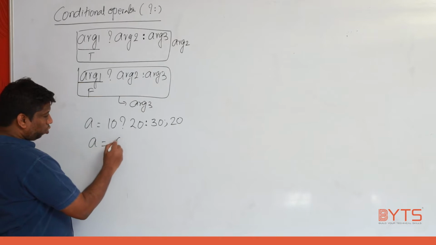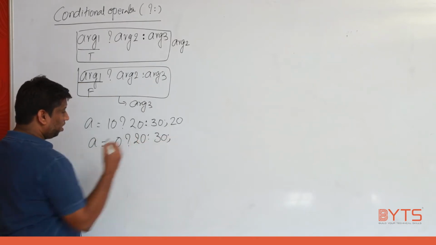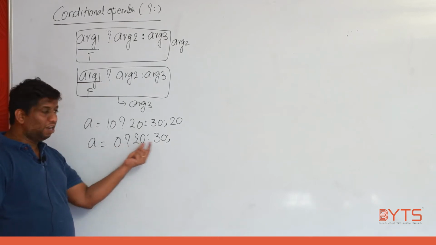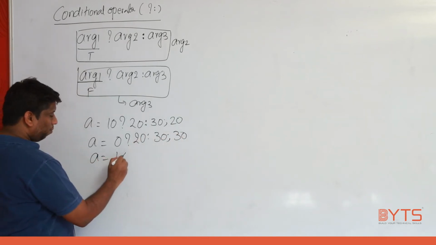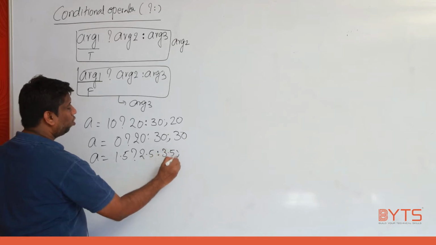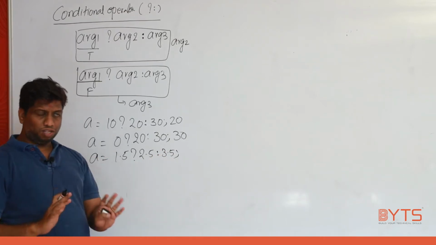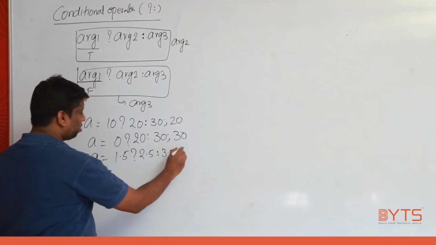Let us take A is equal to 0 question mark 20 colon 30. Now see here, 0. 0 means what? False. False means middle or right? Right. That is the reason. What is the answer? 30. A is equal to 1.5 question mark 2.5 colon 3.5. Oh, can I write float value? Anything if you want you can write. Only 0 or non-zero. 1.5 true or false? True. True means middle or right? Middle. So what is the answer?